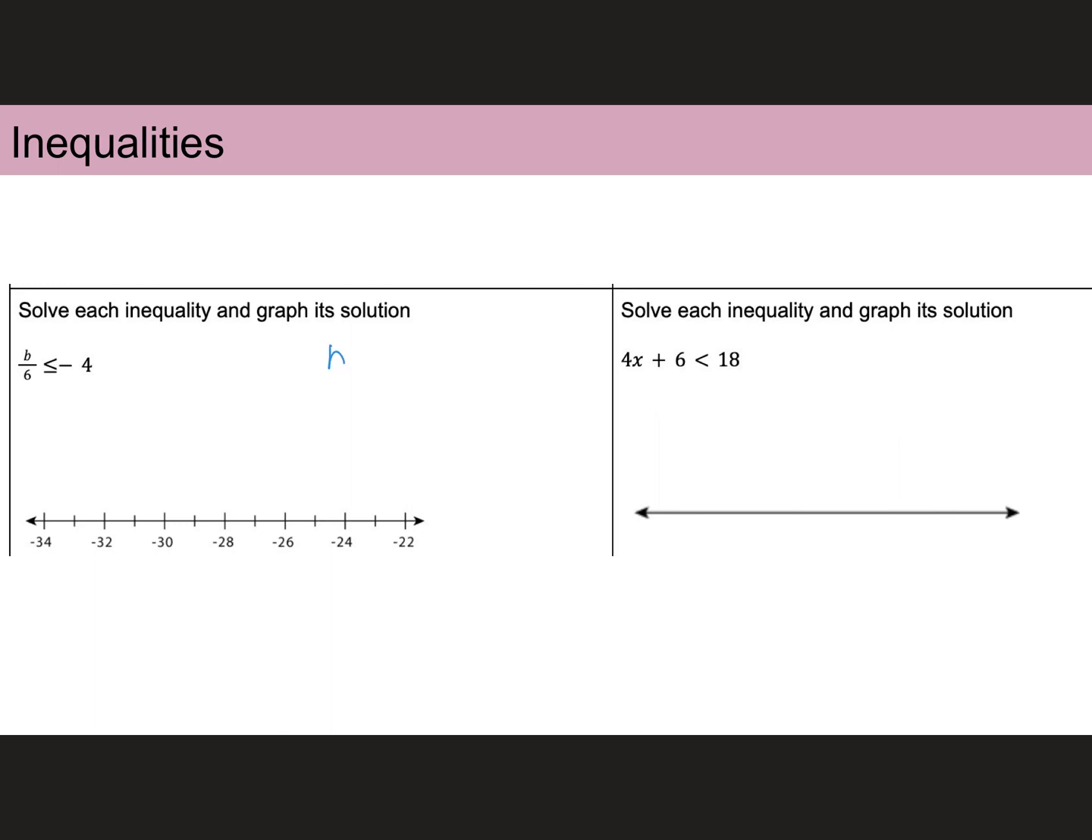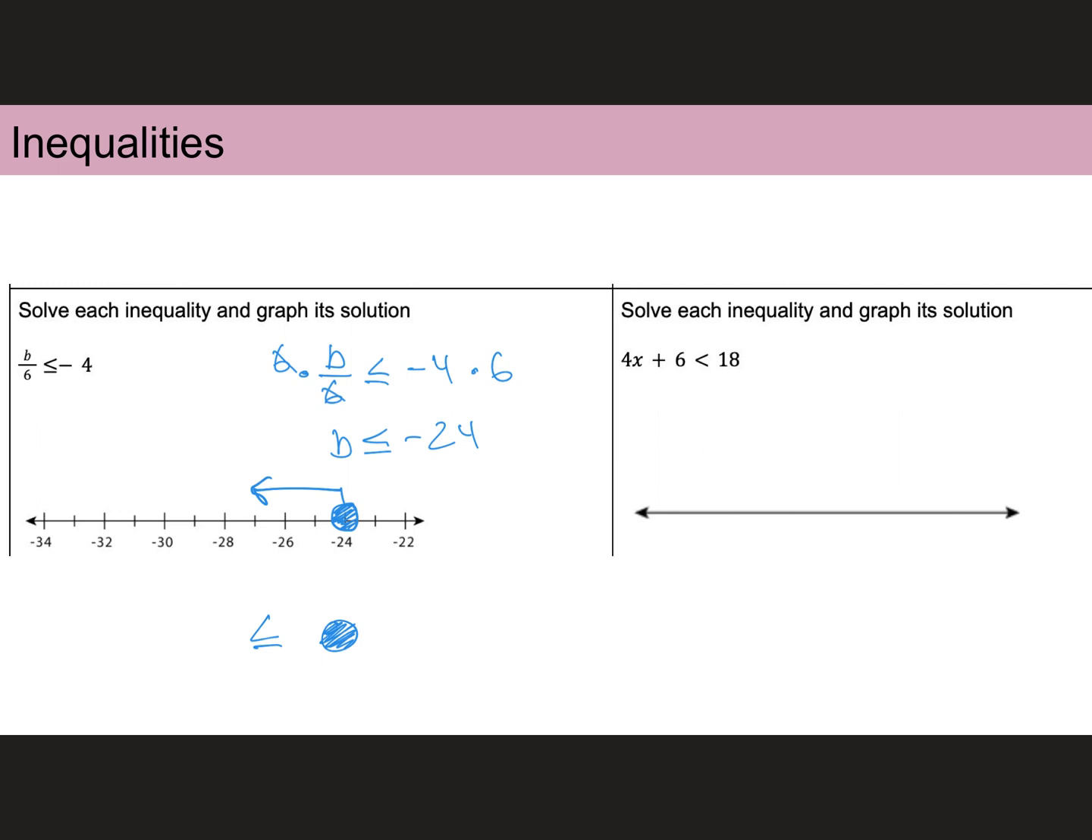Here's another one. B divided by 6 is less than or equal to negative 4. So one-step equation, I multiply both sides by 6. B is less than or equal to negative 24. So because it's that symbol, my circle is going to be shaded. Negative 24 is right here. I shade it in. B is less than. So what numbers are less than negative 24? It's going to be all the numbers to the left of negative 24.